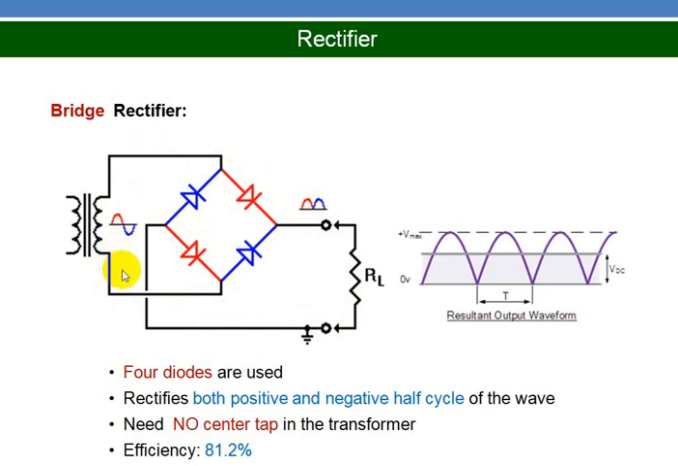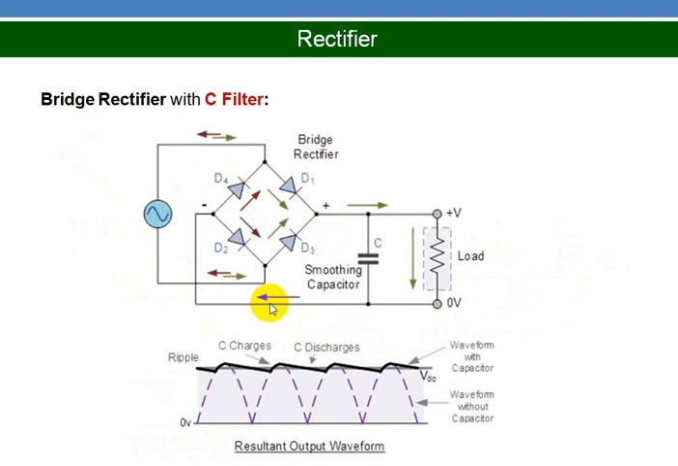During the negative half cycle, this end will be plus with respect to this. So the current will be flowing from the lower end through the blue diodes, then through this resistance, coming here, and then through this diode and returning to the terminal of the winding. In this case also, the circuit rectifies both positive and negative half cycles, so we get a waveform like this. And efficiency is 81.2%.